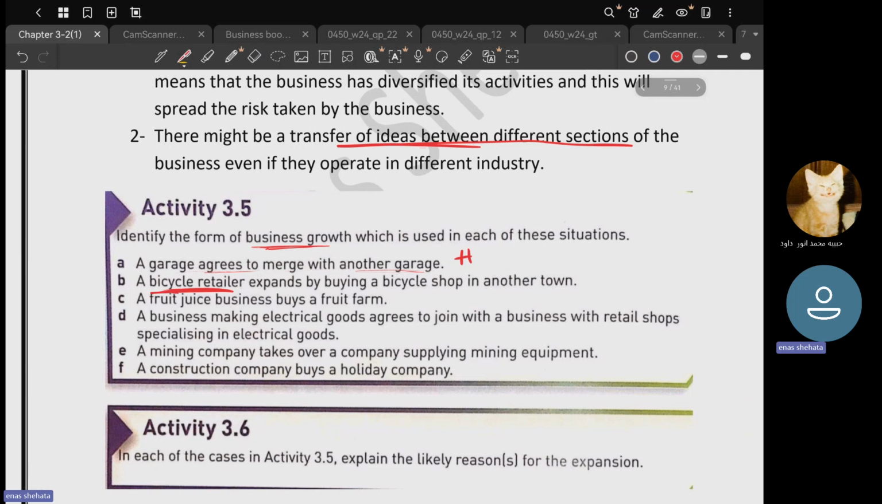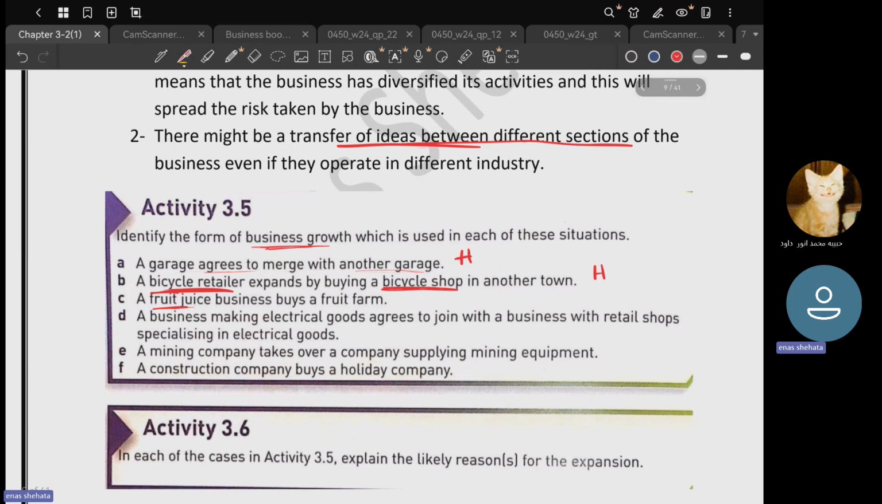Bicycle retailer, it's what? Tertiary. It expands by buying a bicycle shop in another town. Bicycle retailer and bicycle shop. Same industry? Yes, both of them are tertiary. We said retailer means shop. So it's what? Also horizontal integration.